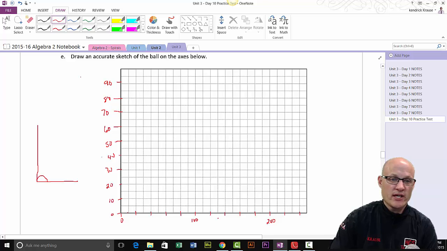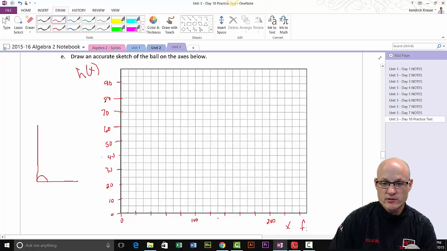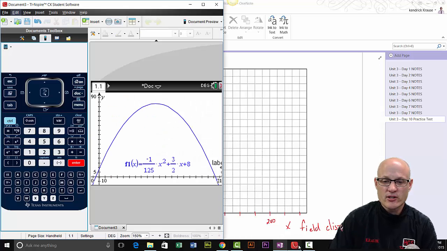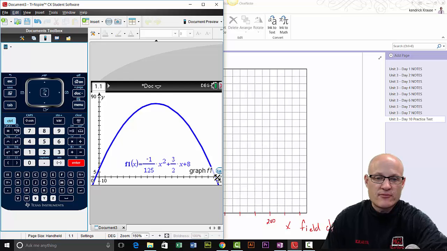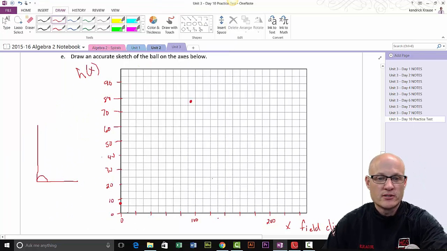And don't forget, this is h of x. And this was x down here, which was the field distance. All right, so let's see. At 0, I know it's 8. I also know at 94, it's 78. So I can do that now. It's about here. Let's see, that's 100. So 94, about there. I just don't know many other points. I'm not going to graph a lot. I want to graph this end point, or try to get close to this end point.